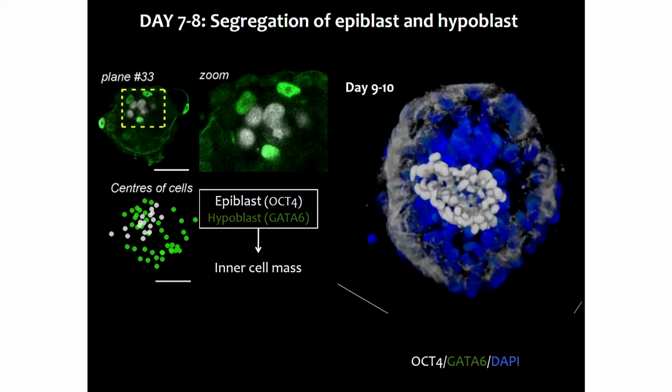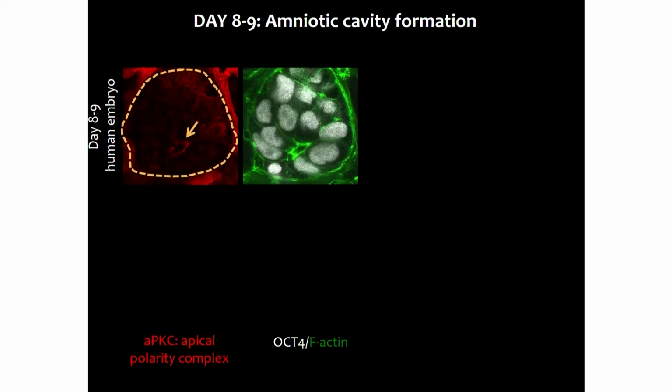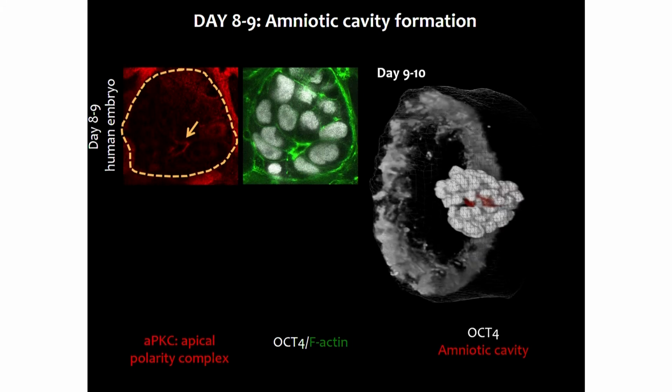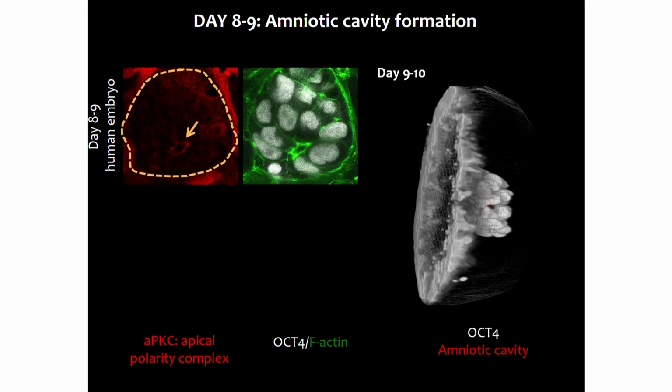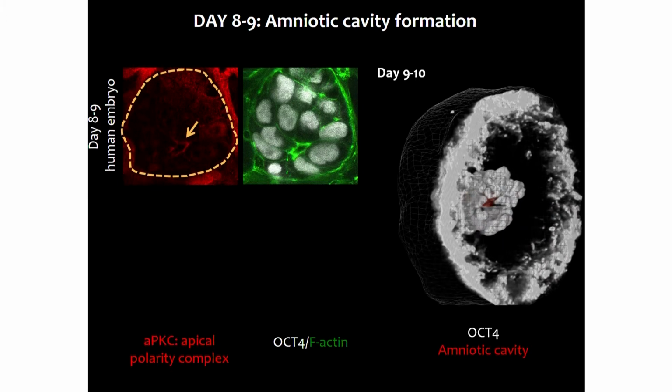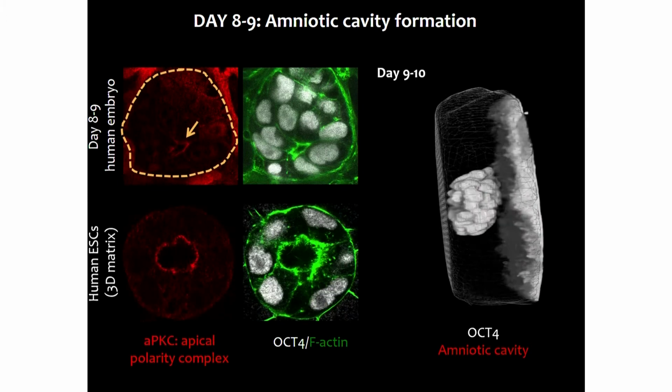Another major milestone was amniotic cavity formation, and this is an embryo that has just initiated this process. So you can see here this polarized localization of this apical polarity protein, aPKC, just at the site where the cavity is just formed. You can see this very small cavity at day 8, but again it will grow in size. This is the 3D reconstruction of a day 10 embryo, and you can see the cavity in red is now much bigger.